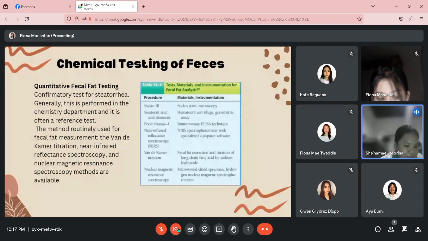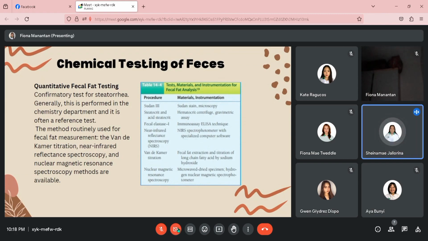Quantitative fecal fat testing. Quantitative fecal fat analysis is used as a confirmatory test for steatorrhea. Generally, this is performed in the chemistry department and it is often a reference test. This requires the collection of at least a 3-day specimen. The patient must maintain a regulated intake of fat, 100 grams per day.